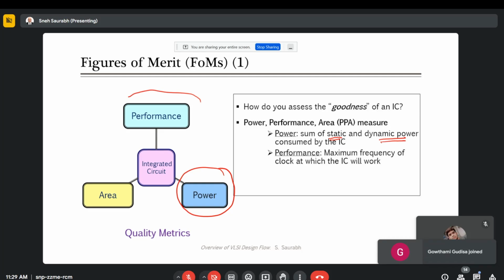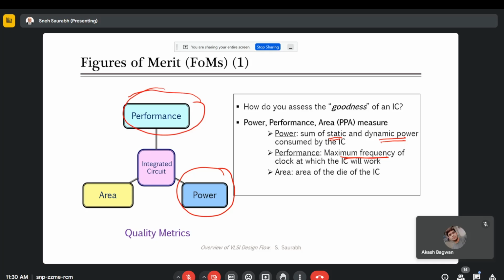The next figure of merit is the performance. The second figure of merit is performance. So performance is measured using parameters like maximum operable frequency, right? And the third parameter is the area. Area of the chip, we should want it to be as small as possible.